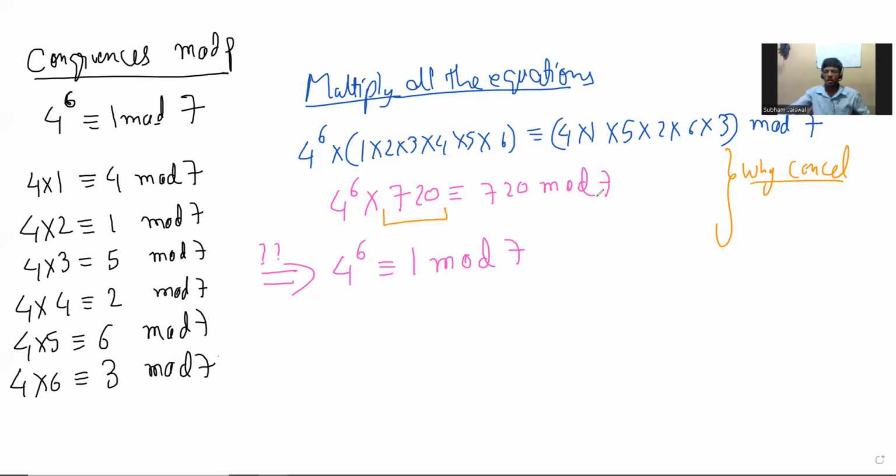720 and 7 are co-prime. Okay. So can you tell us more details then? Just try to frame the details.